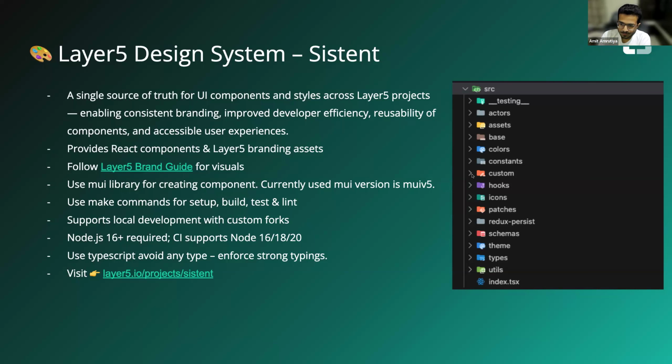That's where we put all of the components in the custom directory, and we have a Redux setup there as well. The schemas are used because we use RJSF for the forms. In RJSF, we are required to create the JSON schema and the UI schema. So we define those RJSF schemas in the schemas directory, and all of the types that we have for the components we define in the types directory. Yeah, that was all for Sistent.